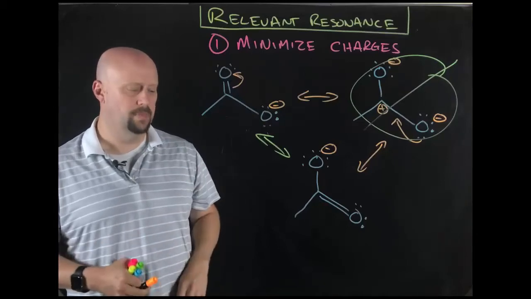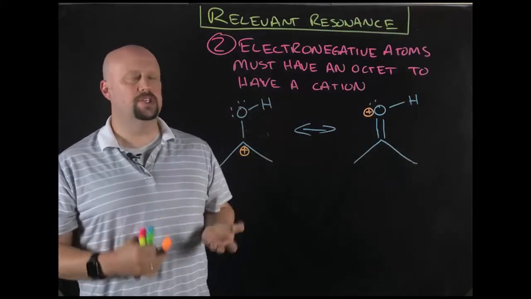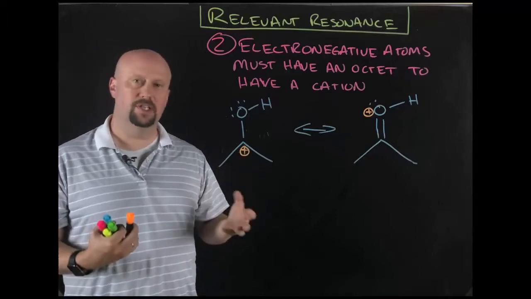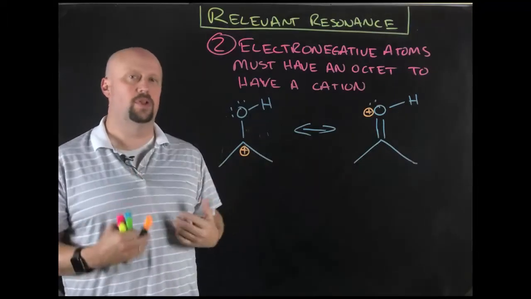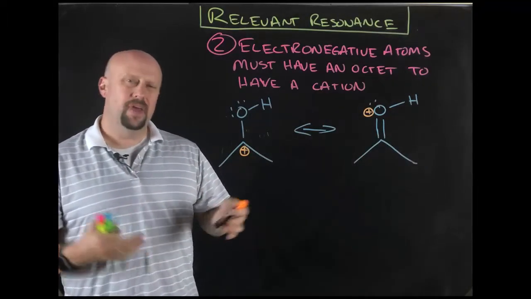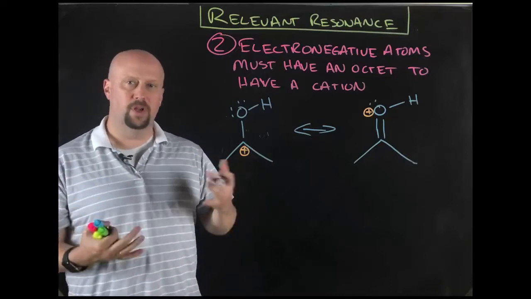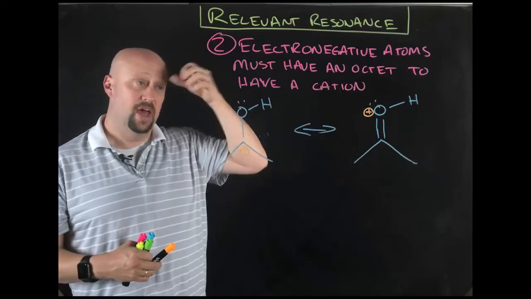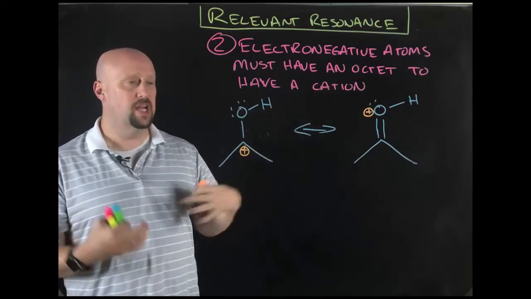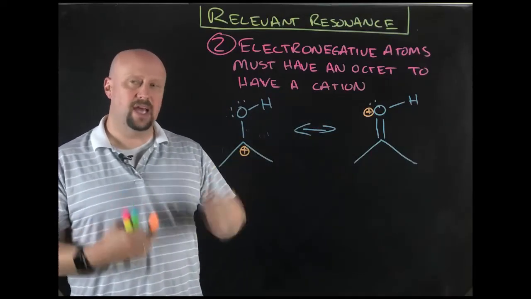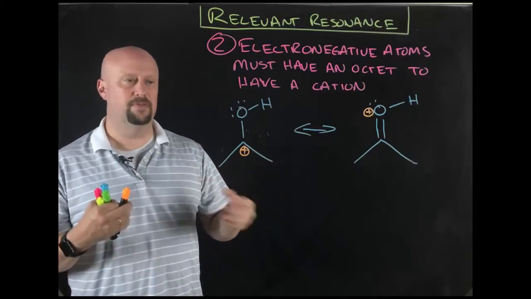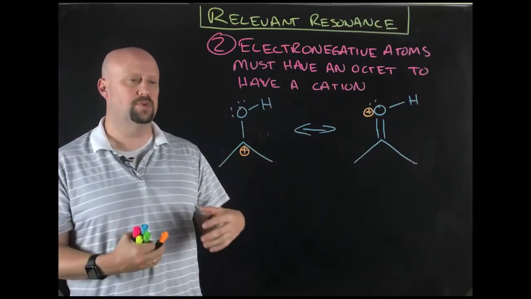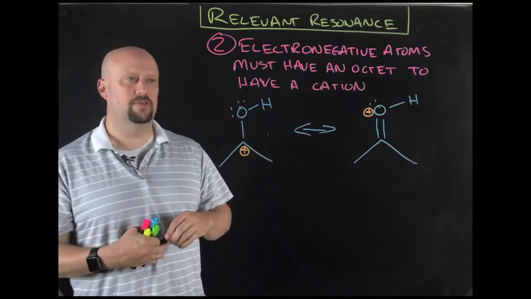Okay, so that was rule 1. Rule number 2 pertains to electronegative atoms. Since they're electronegative, they pull electrons to themselves. They have a lot more stability, or a much better chance, of having negative charges than positive charges. They can have positive charges, they can be cations, but for that to happen, they have to have a full octet. You cannot create a situation where they do not have a full octet.